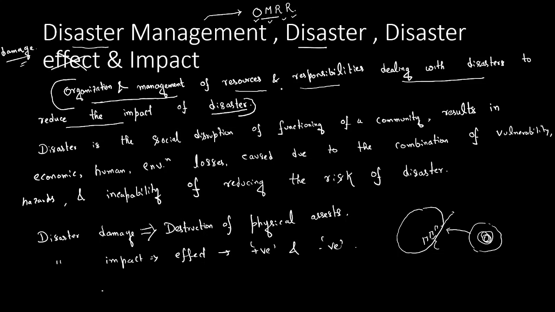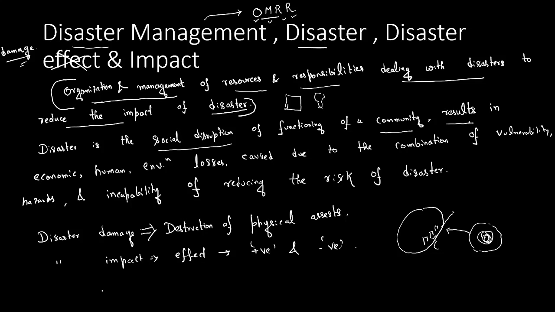Now what is a disaster? This is the main thing. What is a disaster? So disaster is the social disruption. Disruption, I hope you know, means breakdown. Suppose there is a rock in the process of weathering. Again, in physical geography, you have, I think, gone through the disruption of rocks, soft rock, hard rock. This is mushroom rock, something like that. So don't connect it like this, but I'm just telling you to make the concept clear. So disaster is the social disruption of functioning of a community.